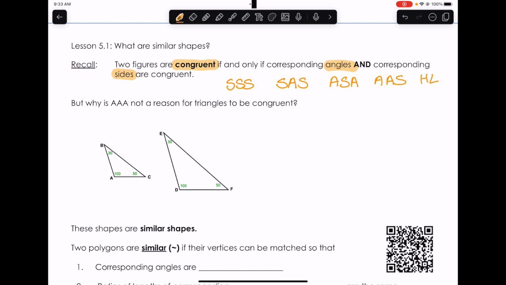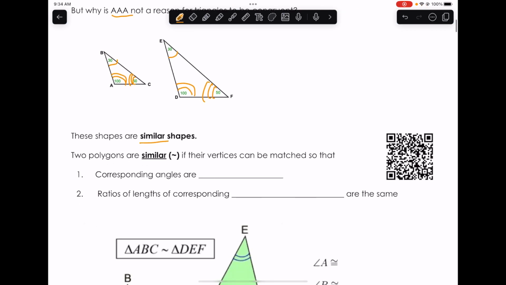Now, if you look, there's a reason why angle, angle, angle is not a way for triangles to be congruent. As we can see in the diagram below, triangle ABC and triangle DEF have three congruent angles, right? There are corresponding congruent angles. But clearly, these two shapes are not the same size. This is what we would call similar shapes.